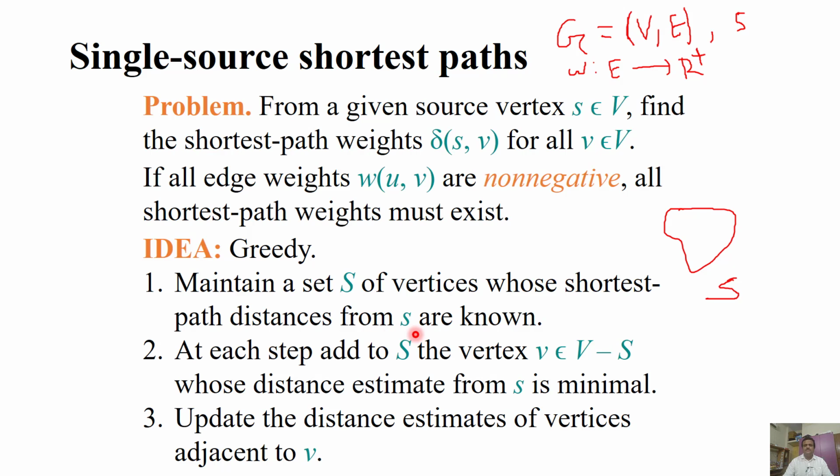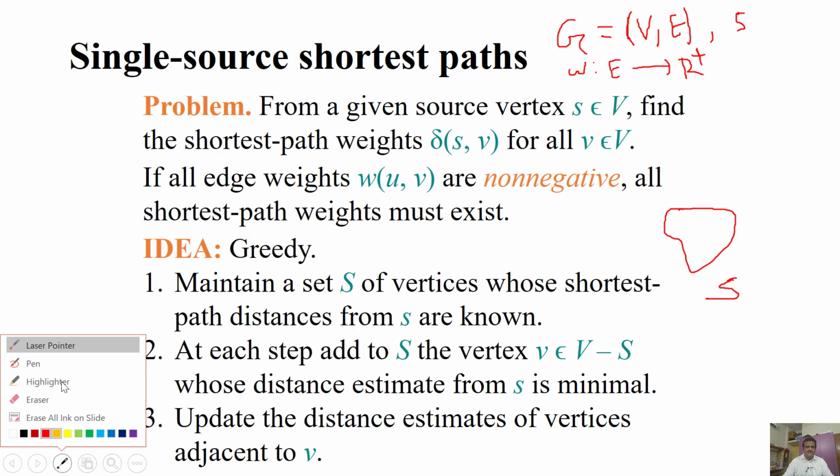Small s, because if there is no negative cycle, then what is the best way to go from s to s? It will remain at s. That means delta of s comma s is 0. That is the weight of the shortest path from s to s. So, we start with the smallest, and slowly, at each step, we will add a vertex to S from the remaining vertices.